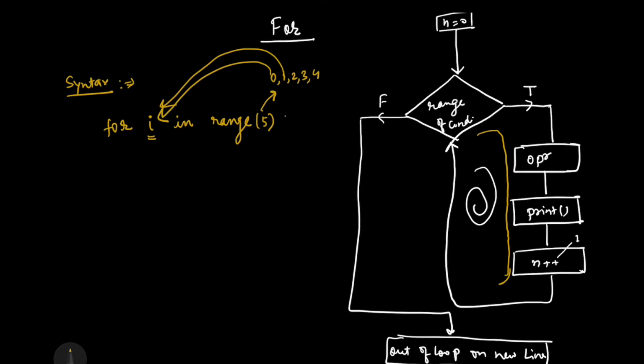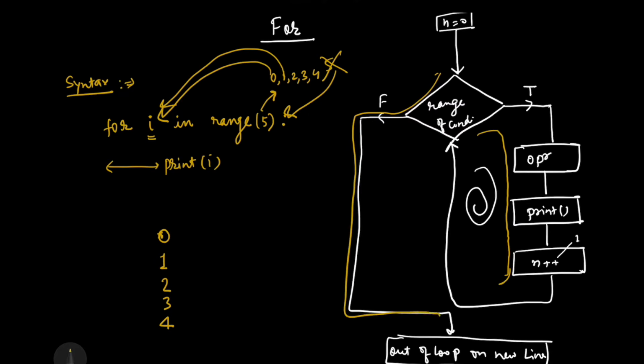Here put a colon also, and suppose we have given the statement print i, with the indentation, as you can notice here. First it will take 0 and print 0. In the next round i will become 1, so it will print 1, 2, 3, and till 4. When i becomes 5, 5 is out of this range, so the condition will become false and it will come out of the loop.